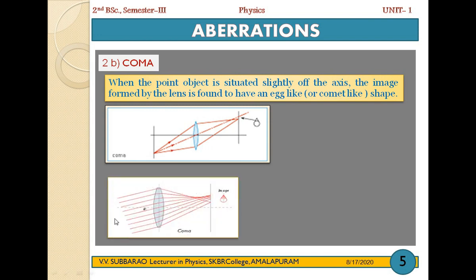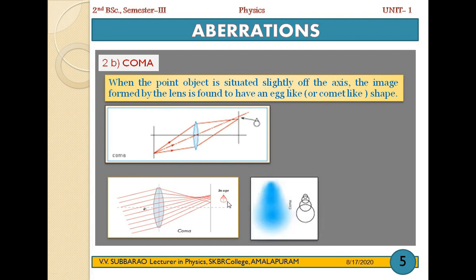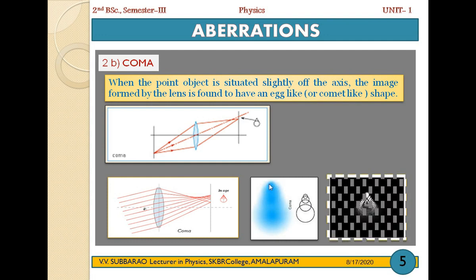The light rays from a point object placed off the axis are allowed to be incident on the lens. Then these light rays will be focused to different points on the screen, and the final image looks like a comet. In this diagram, we can see the point image should be formed here, and this is the tail of the image. It looks like the tail of a comet, hence the name coma.